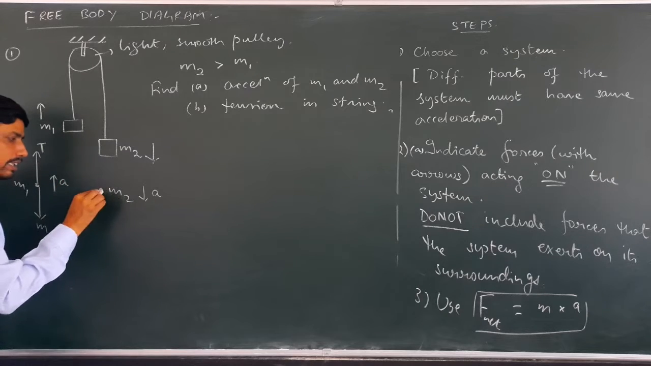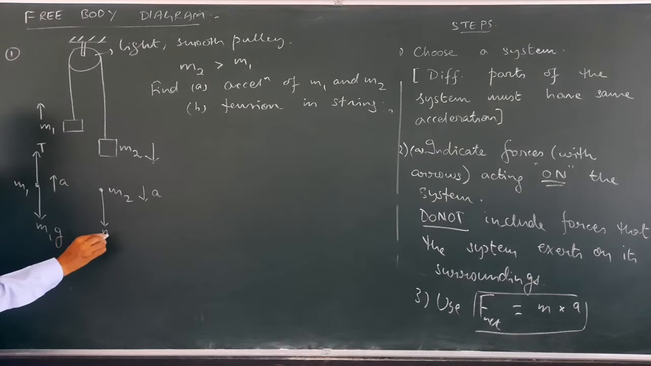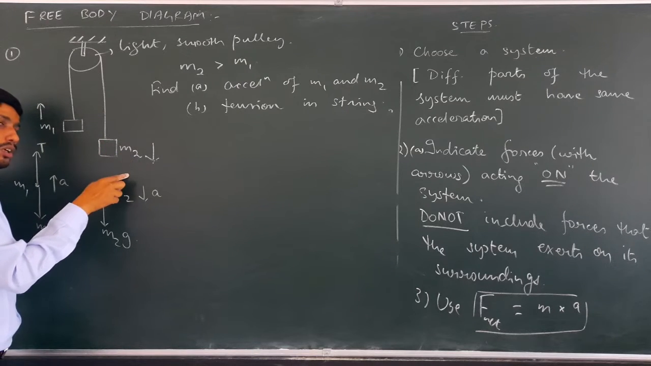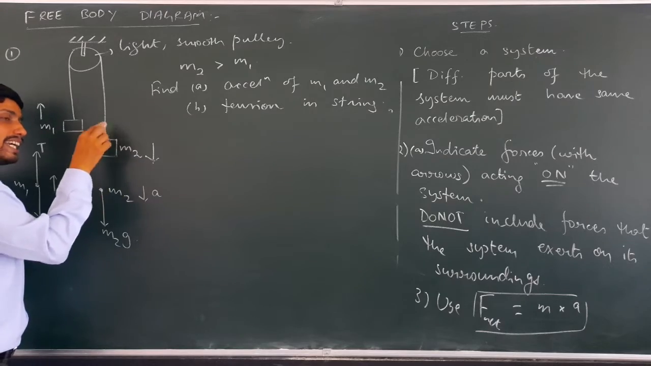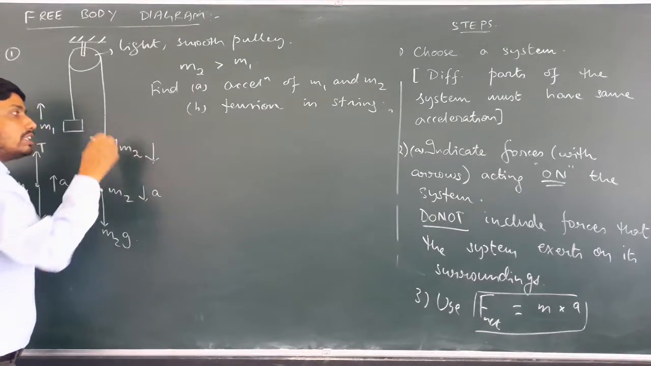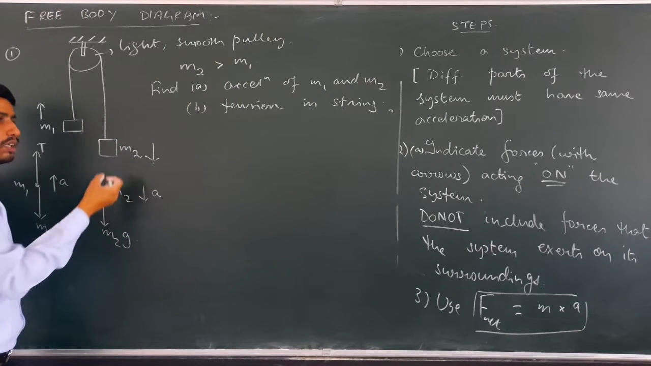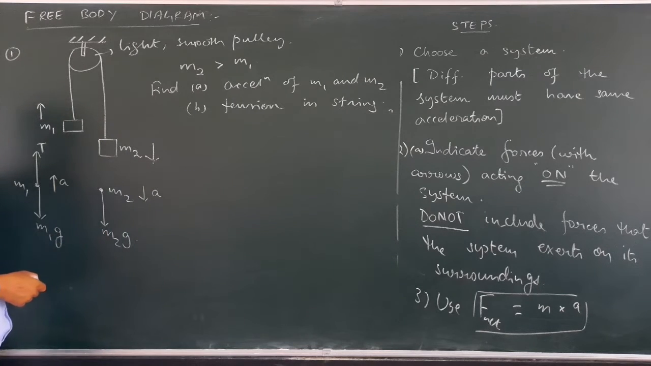This mass again will be pulled down by earth with a force that we write as m2 times g, and the string will pull it although it is moving down. But remember, I have told string can never push, string will pull only. If string is pulling, why is it moving down? Because gravity is more than tension.